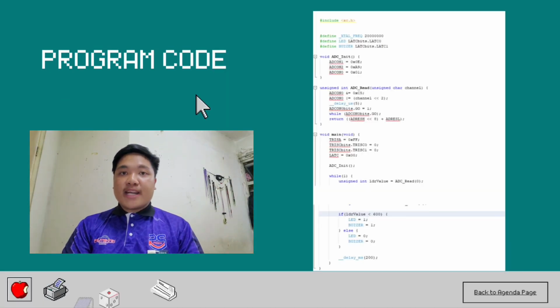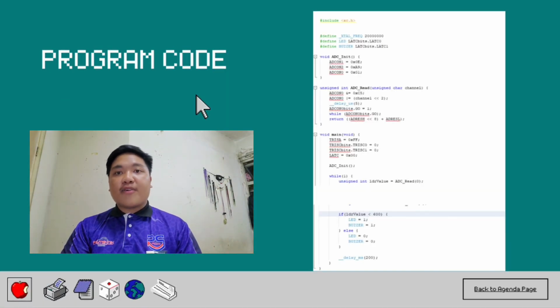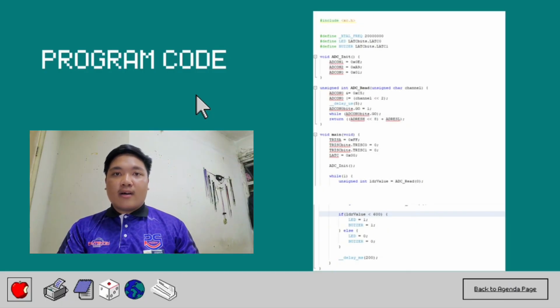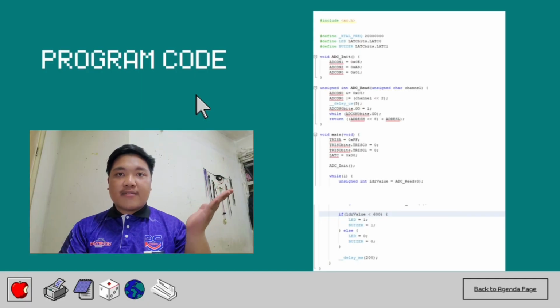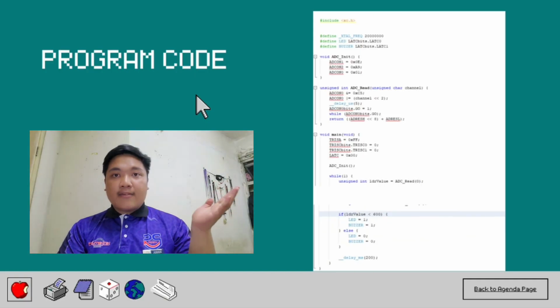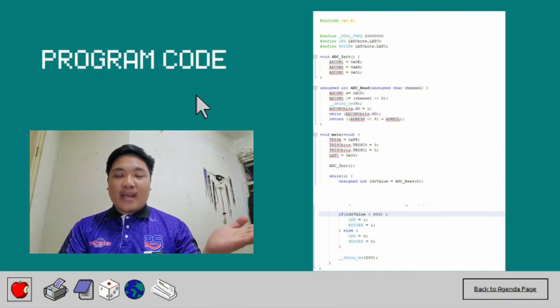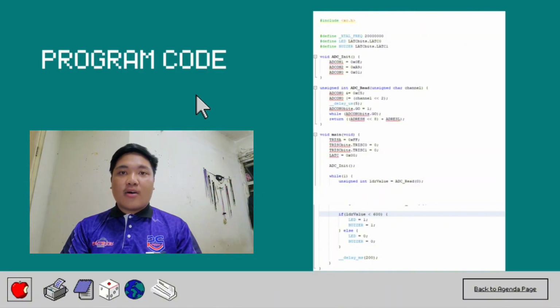For the code explanation, the code reads the analog value from the LDR and controls an LED and buzzer based on the brightness level. So let's break down the code. First, we have the definitions. As you can see over here, there's a #define XTAL frequency to 200,000, which sets the oscillator frequency. It is also to define the LED and buzzer for easier control of RC0 and RC1.